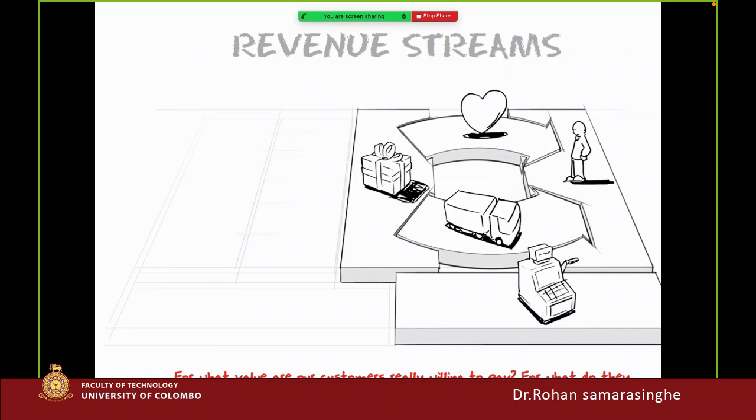Next one is revenue stream. For what value are customers really willing to pay? For what do they currently pay, and how are they currently paying? How would they prefer to pay? How much does each revenue stream contribute to overall revenues?